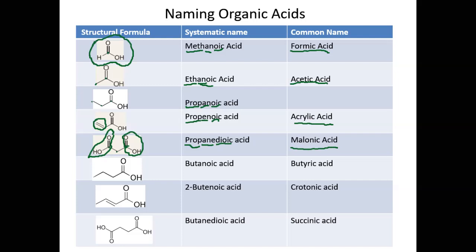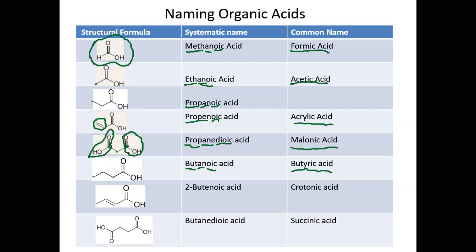Next we have, starting from the carboxylate, 1, 2, 3, 4 carbons. So we use the prefix but, and these 4 carbons are all held together by single bonds. So we use the root ane, and then since it's an acid because it has 1 carboxylate group, oic. So this is butanoic acid, commonly referred to as butyric acid.